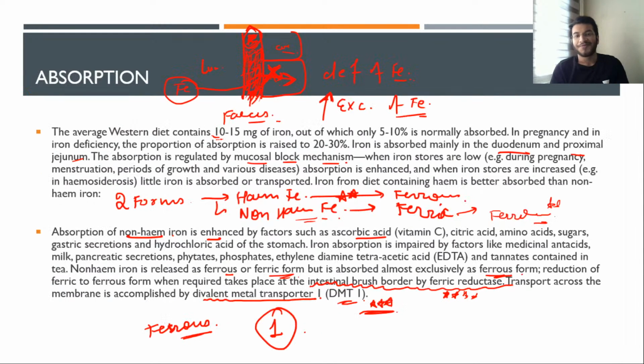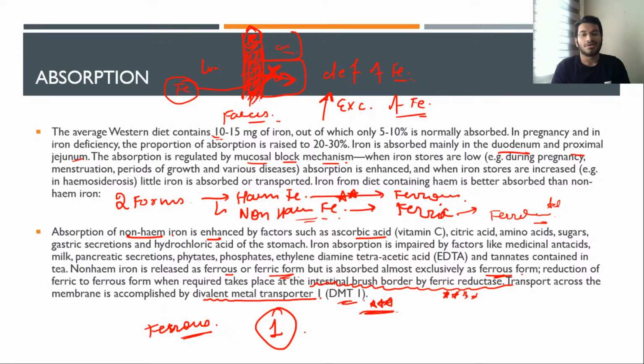Then absorption. First of all, क्या होता है, only 10% of iron is absorbed. So if you are taking 10 mg of iron, then only 1 mg will be absorbed, because उतना ही absorb होगा जितना आपकी body ने lose करा, right? Then in pregnancy and iron deficiency, the proportion of absorption is raised because demand is raised, because the patient is having deficiency, so binding capacity will be raised.